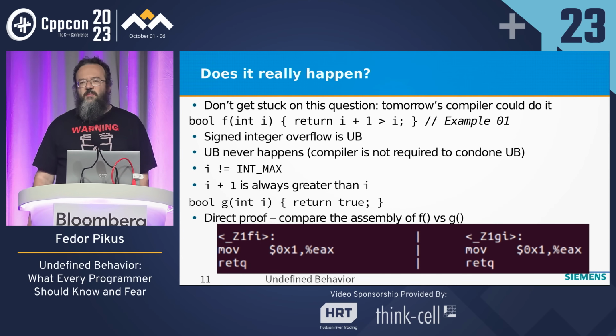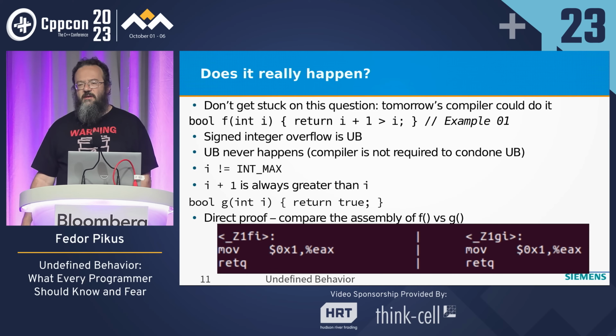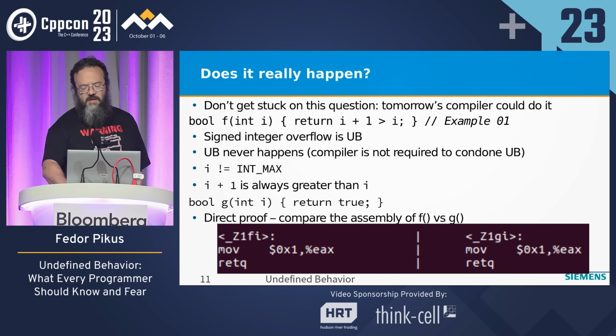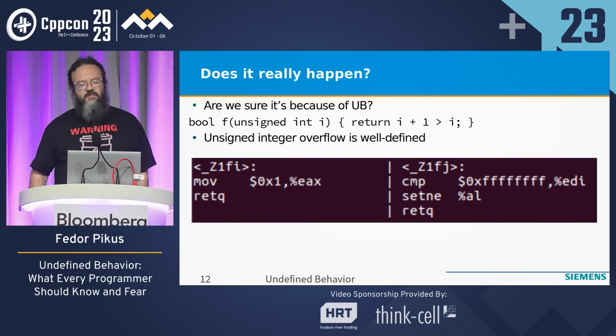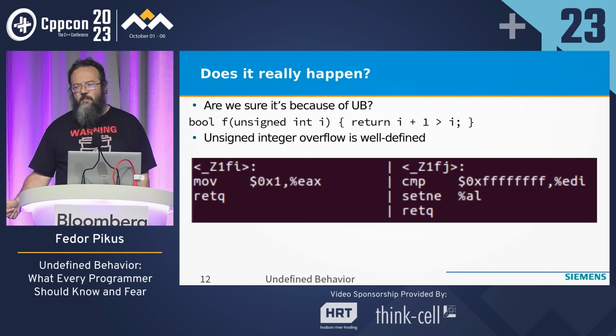So yes, today's compilers will optimize the i + 1 > i to return true. Now, are we sure that this is because of UB? We can find out. If we change signed int to unsigned int, for unsigned int, overflow is not UB, it's defined in the standard. What must happen is it will go back to 0.